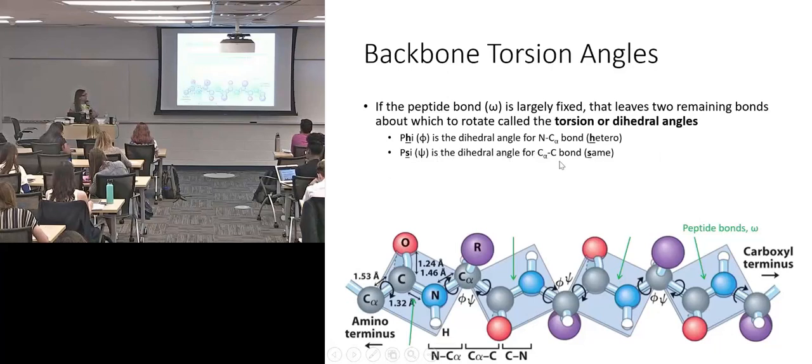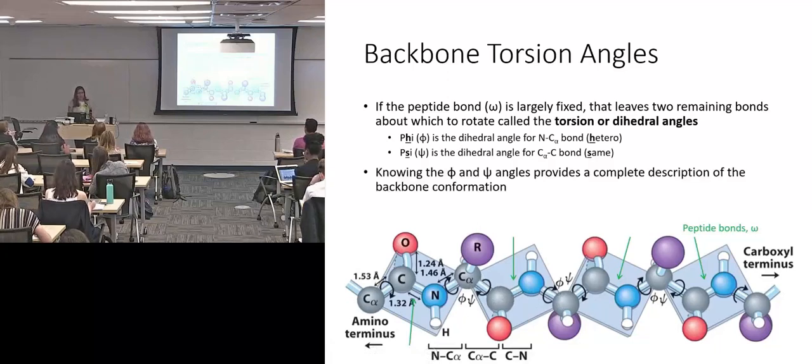carbonyl carbon. So this right here is our psi bond. Then we have our peptide bond. Then we have our phi bond. Psi bond, peptide bond, phi bond. Phi and psi. Knowing the phi and psi angle for every single one of these amino acids down the chain will give you a complete description of the backbone conformation.